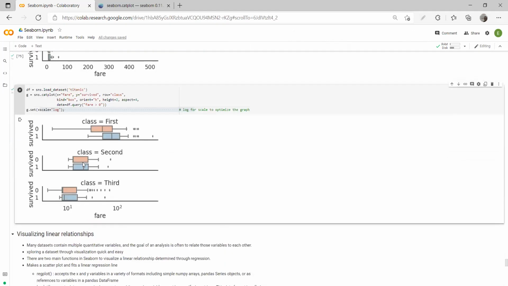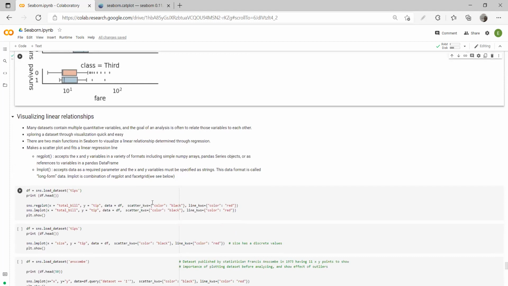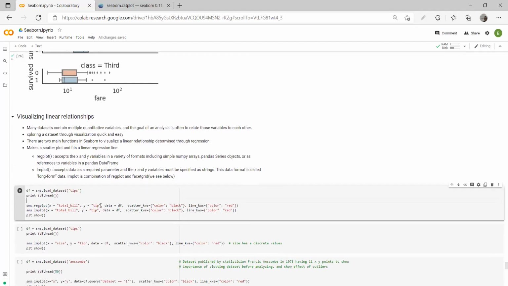So this is a log scale. Just keep in your mind, if you have a graph that is not looking that good while presenting to a business, just remember that you can use a log scale over here. That's a quick takeaway from this one.